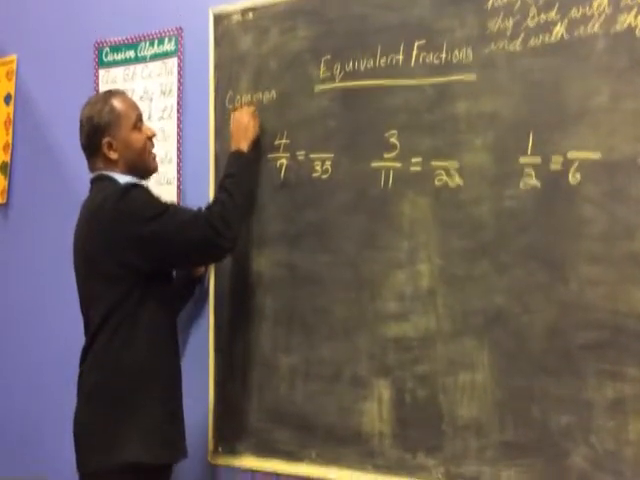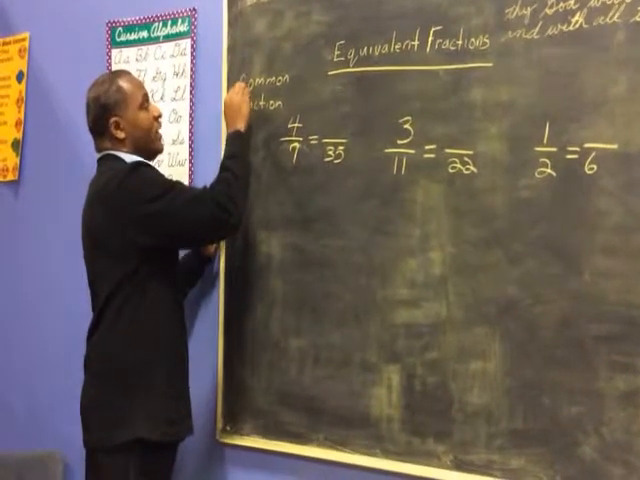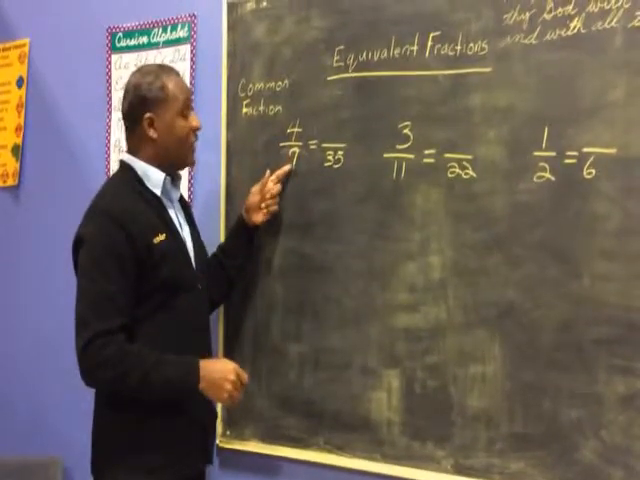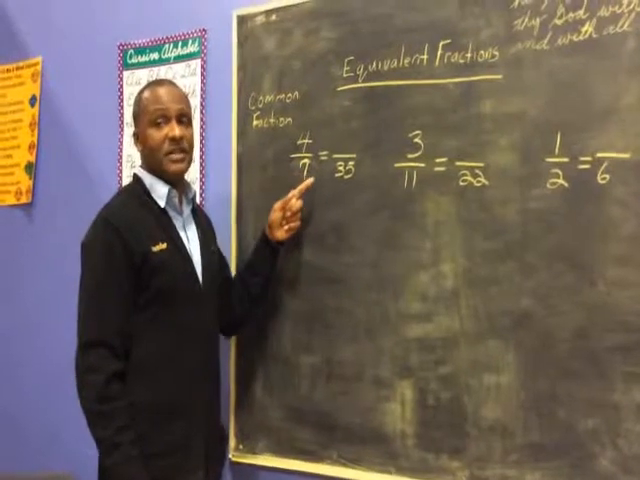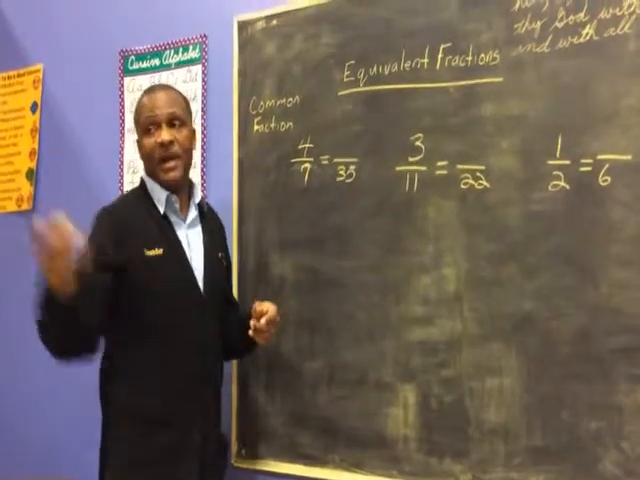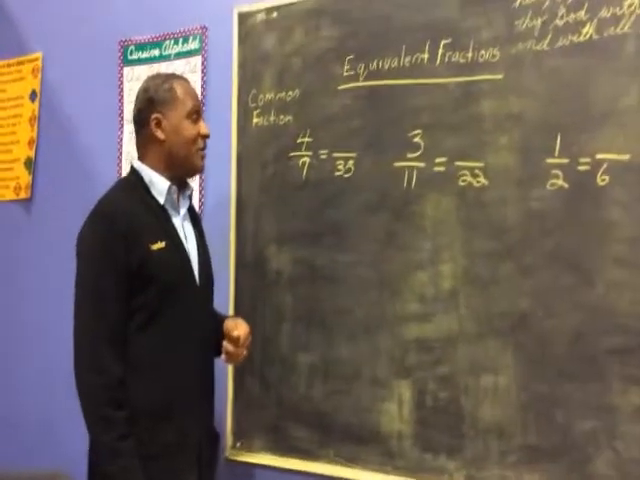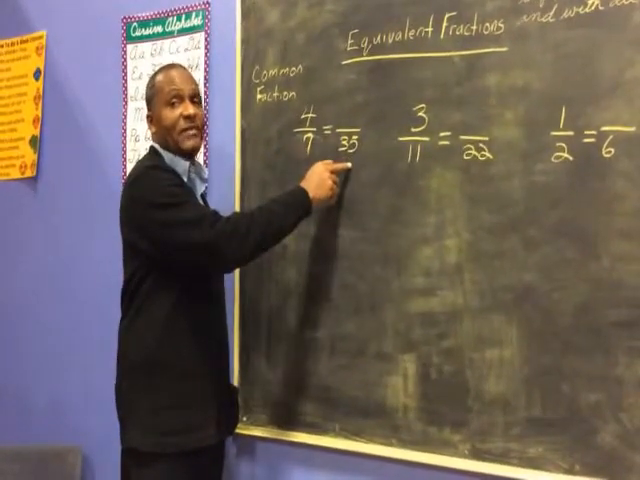We're going to use that same common factor to find out what the equivalent fraction would be for 4 over 7. So what number do you think that we use to multiply times 7 to get 35? Amaya? Okay, so it's going to be 5. So 5 times 7 is going to equal 35.